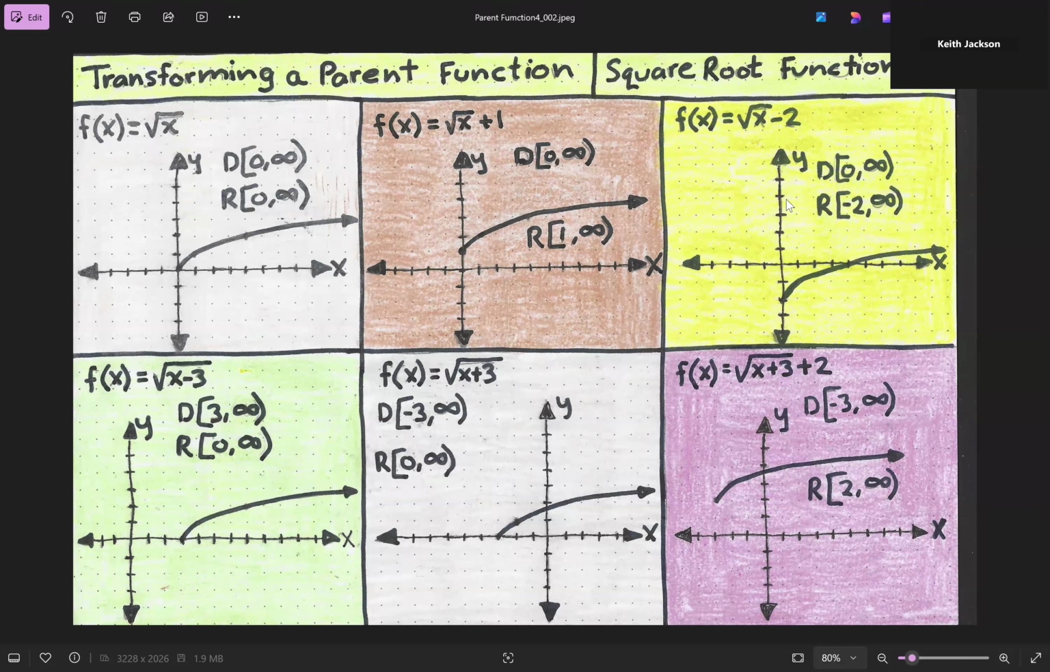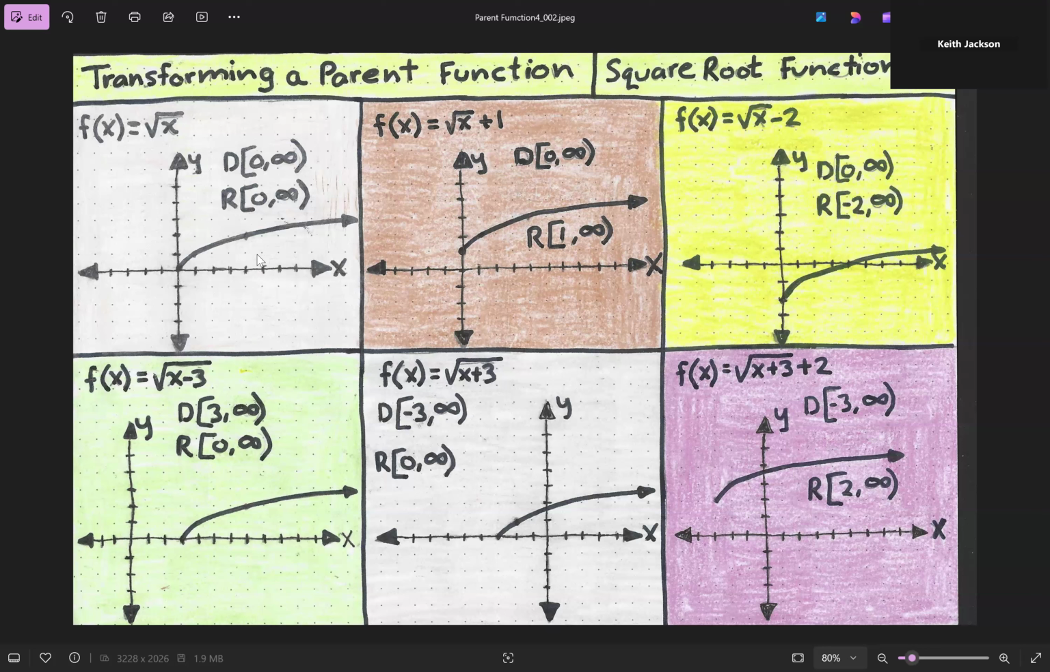This is our sixth and final video as it relates to transforming the parent function. Today we're going to transform the square root function. Let's start with our parent function, f(x) = √x. As you see right here, the domain will start from 0 and go to positive infinity, while the range will start from 0 and go to positive infinity as well.